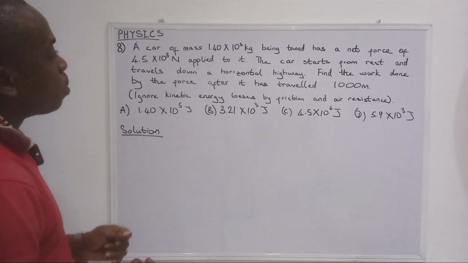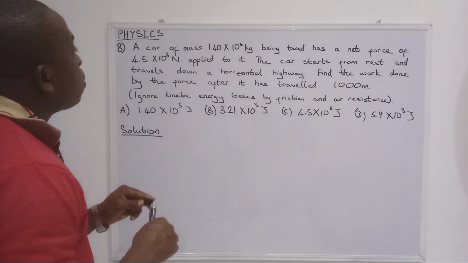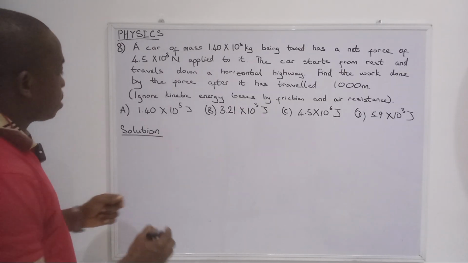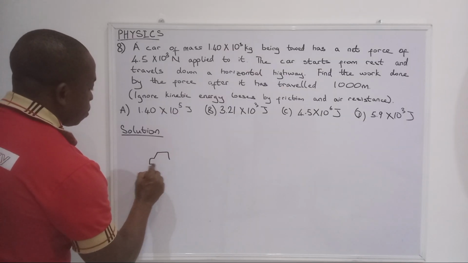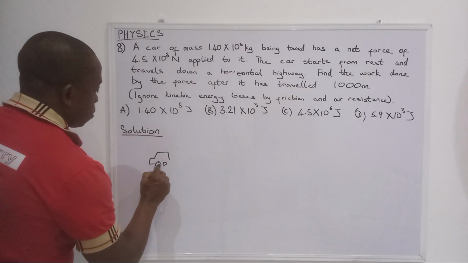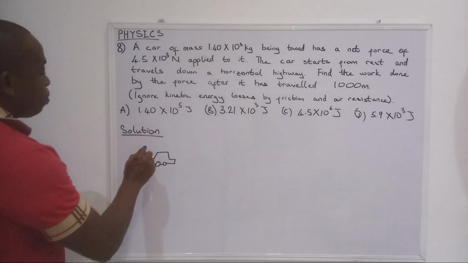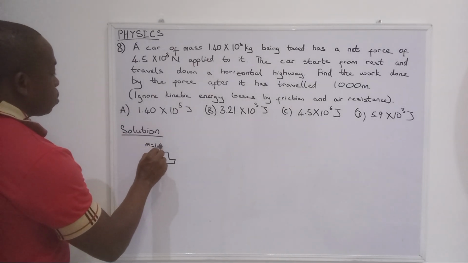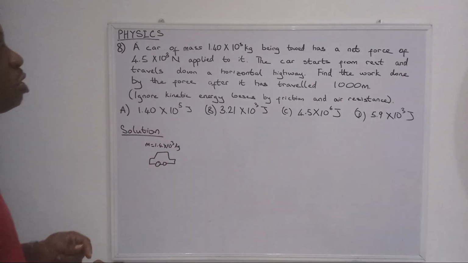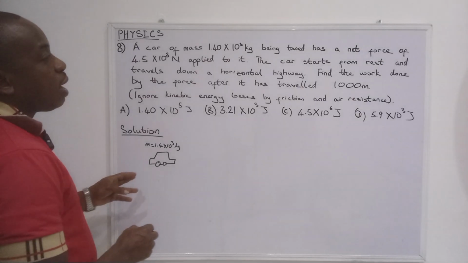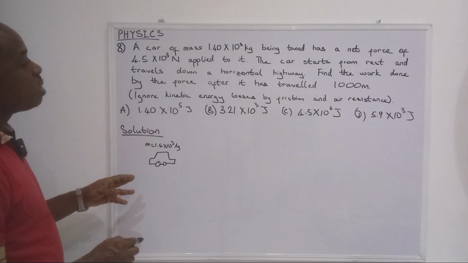Now, we have to understand the problem. We have a car, this is from mechanics. We have a car of mass 1.4 times 10 to the power 3 kg, that's what we're given, being towed, which has a net force of 4.5 times 10 to the power 3 newtons applied to it.